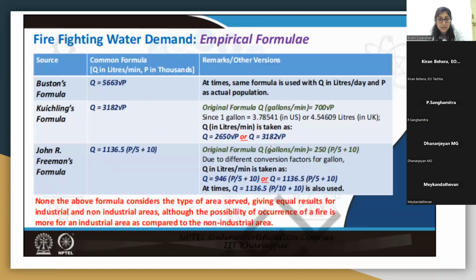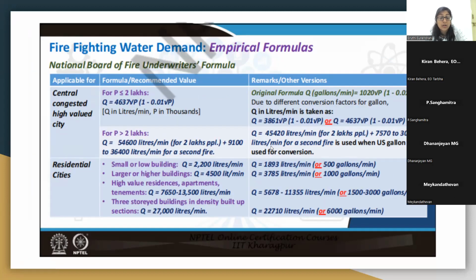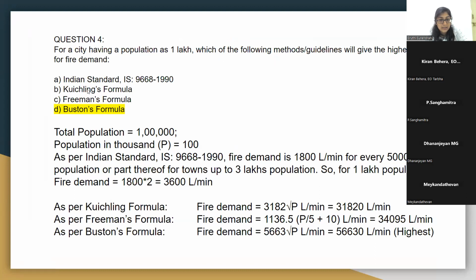So if you go through the slide, you will have the common formulas and the necessary discharge required for these formulas. So the answer here is Buston's formula. Here the given population is 1 lakh. So population in thousands, if you divide by 1000, you get 100. As per the Indian Standard, fire demand is 1800 liters per minute for every 50,000 population, up to 3 lakhs. So for 1 lakh population, the fire demand will be 3600 liters per minute. If you use all the formulas and calculate, you will get these values. So Buston's formula is giving us the highest value. That is why we are saying it is the formula that is giving the highest estimate of the fire demand.